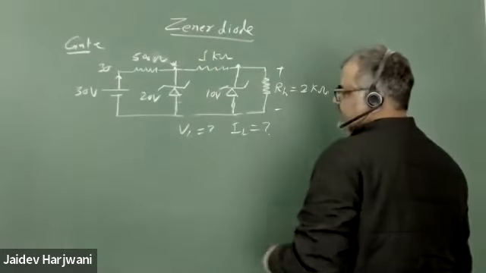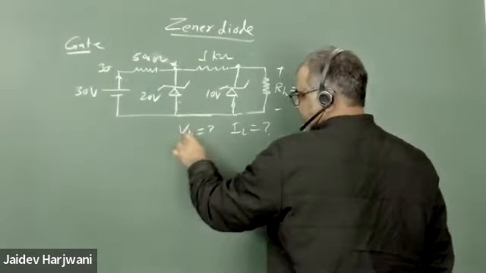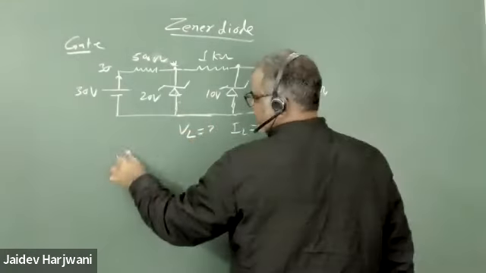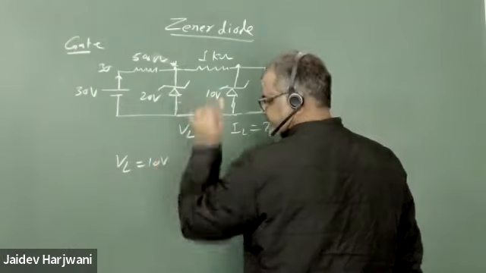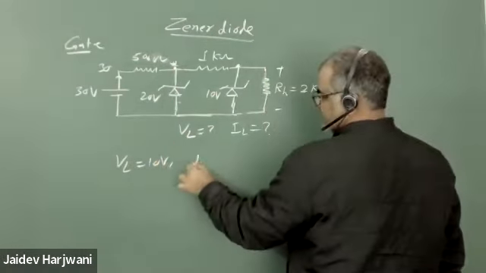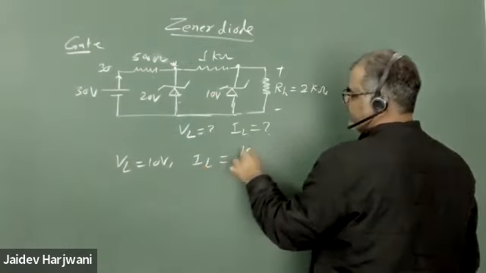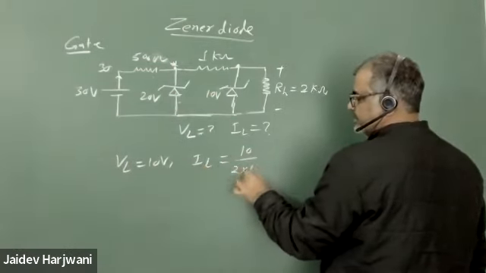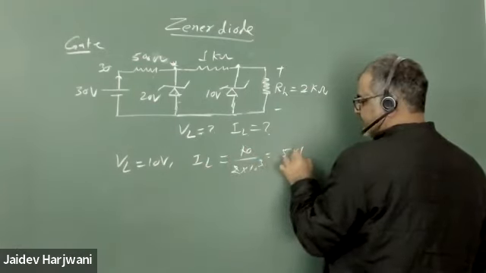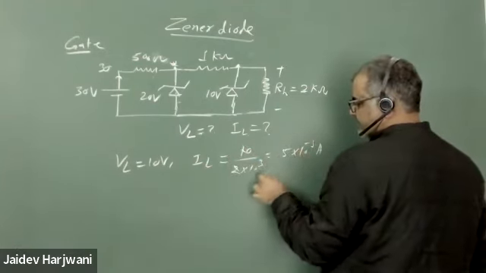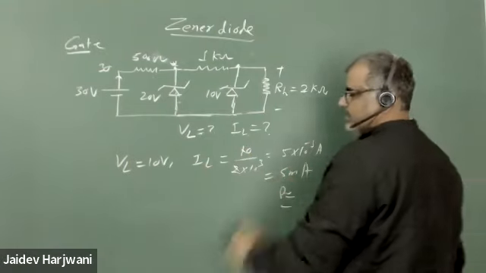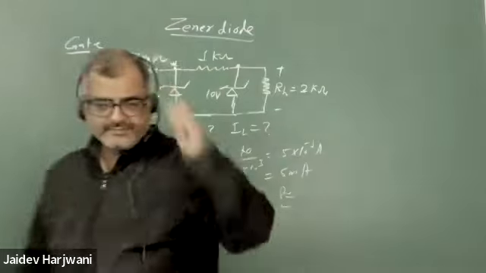So both are conducting. Once they are both conducting, VL is automatically fixed; VL becomes 10 volts. Now, you want IL? IL is simple: 10 divided by 2 kilo ohm. That becomes 5 milliampere, 5 into 10 to the power minus 3 ampere, that is 5 milliampere, and this was your answer. If you're in doubt, please ask.